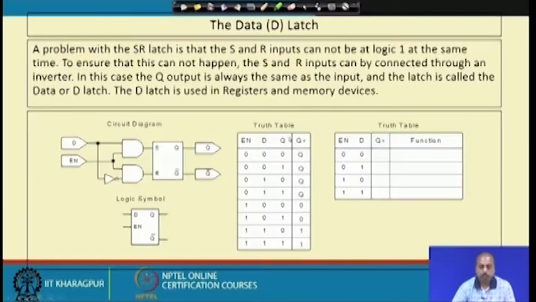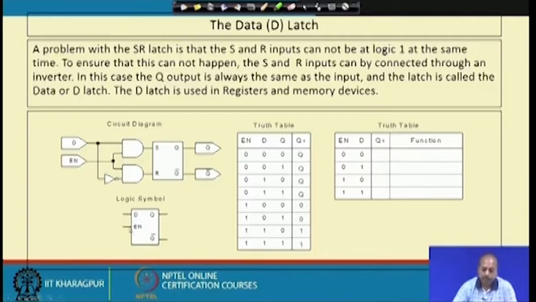Okay. So, you just need to follow the truth table. Next, we will be considering another latch which is known as the D latch. So, the logic symbol is like this. It has got two inputs, one D input and one enable input.